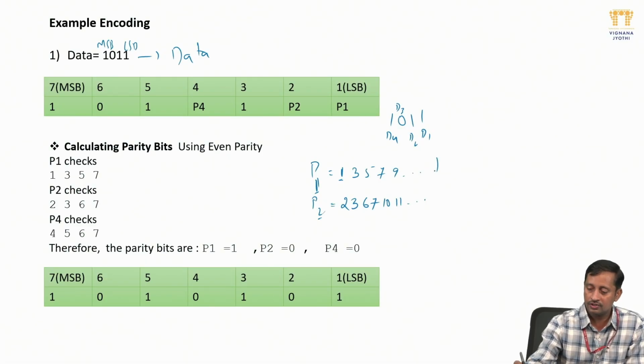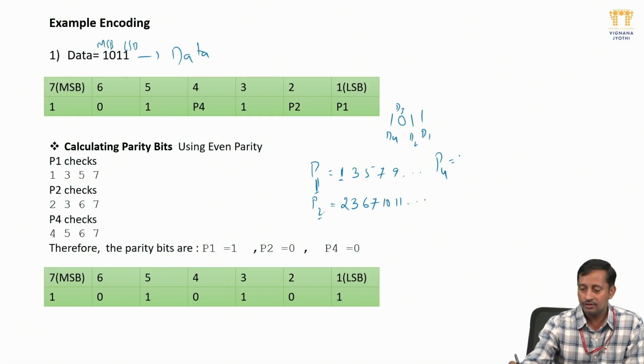Similarly, the next one is P4. It starts with 4, so 4 numbers at a time. 4, 5, 6, 7. Leave 4 numbers. 8, 9, 10, 11 should be left, and then start with 12, 13, 14, 15, like this. So this is how you need to find it.